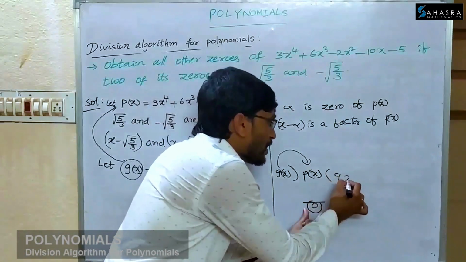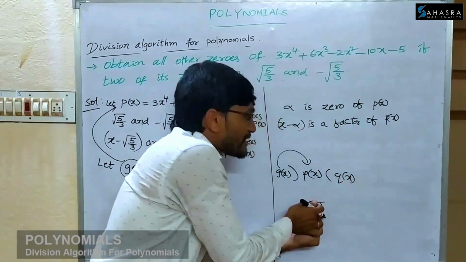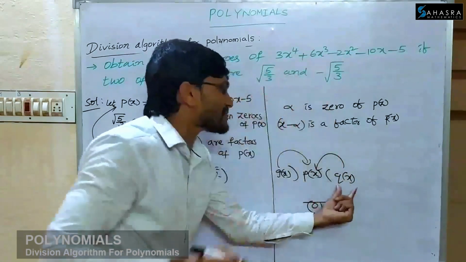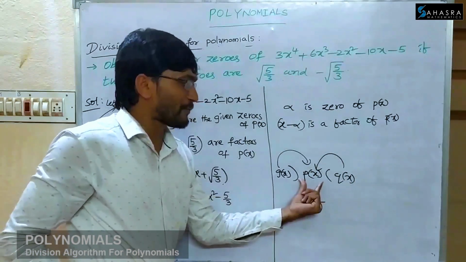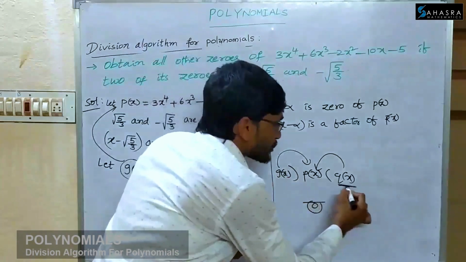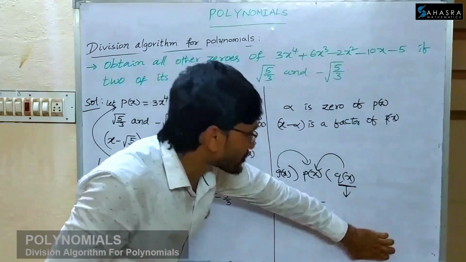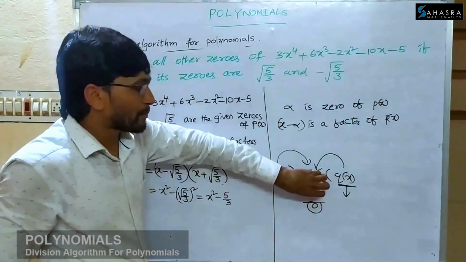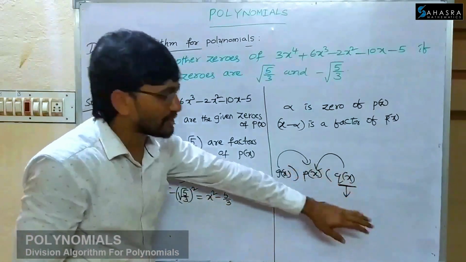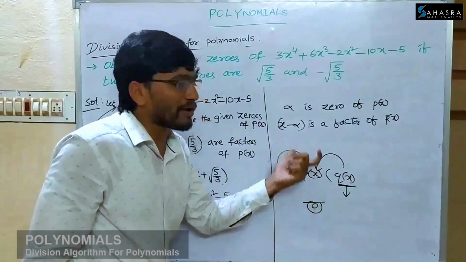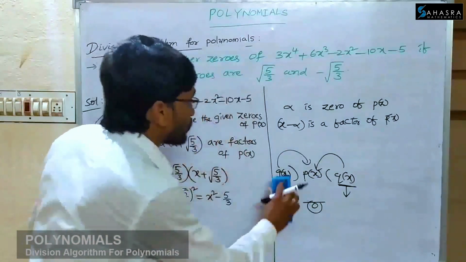Then here we get one quotient, and the remainder is already 0. So that q of x is also a factor of p of x. By finding the zeros of this q of x, we can get some zeros. Those zeros are nothing but zeros of p of x also. That we have to discuss now.